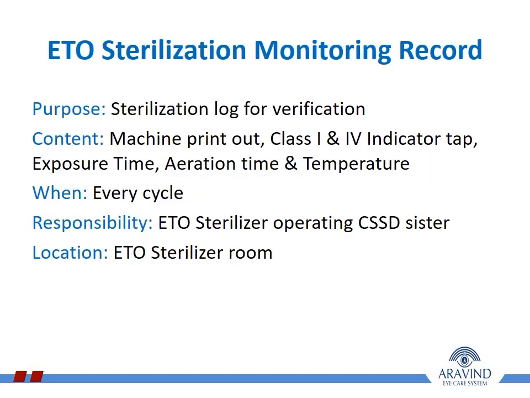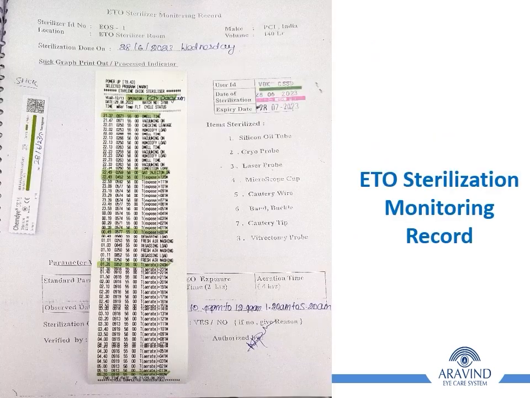Next is the ETO sterilization monitoring record. The purpose of this register is to maintain a sterilization log for verification. It contains machine printout, class 1 and 4 indicator tape, exposure time, aeration time and the temperature. The entry is made for every cycle. It is kept in the ETO sterilizer room. This picture shows the entry of the ETO sterilization monitoring record.